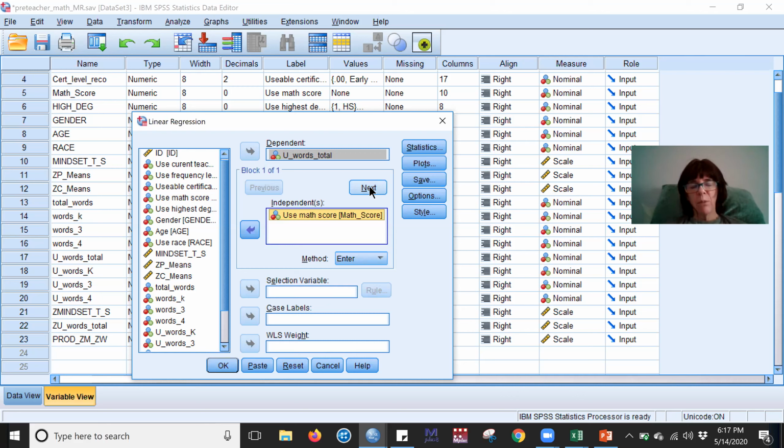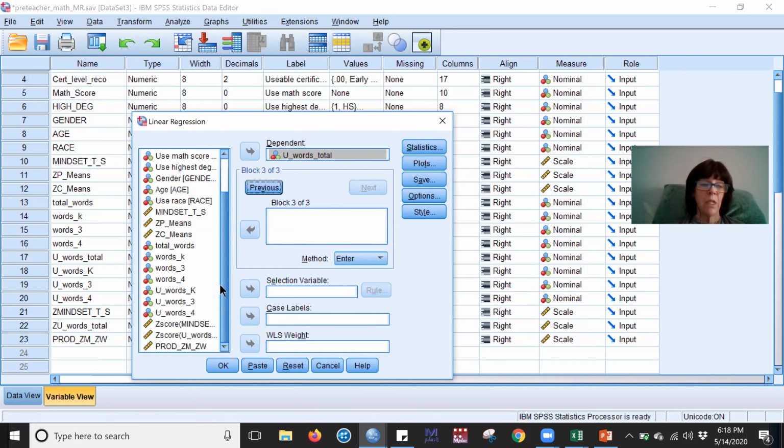And we're just going to enter it in what they call a block, so that we're going to get a statistical model that just predicts use of words from general math knowledge. And we're going to go on to a next step. We're going to see how much this task-specific knowledge adds to that, because my hypothesis is that the task-specific knowledge is going to have a stronger relationship to their use of words than the general knowledge. And then we're going to add to it the mindset.